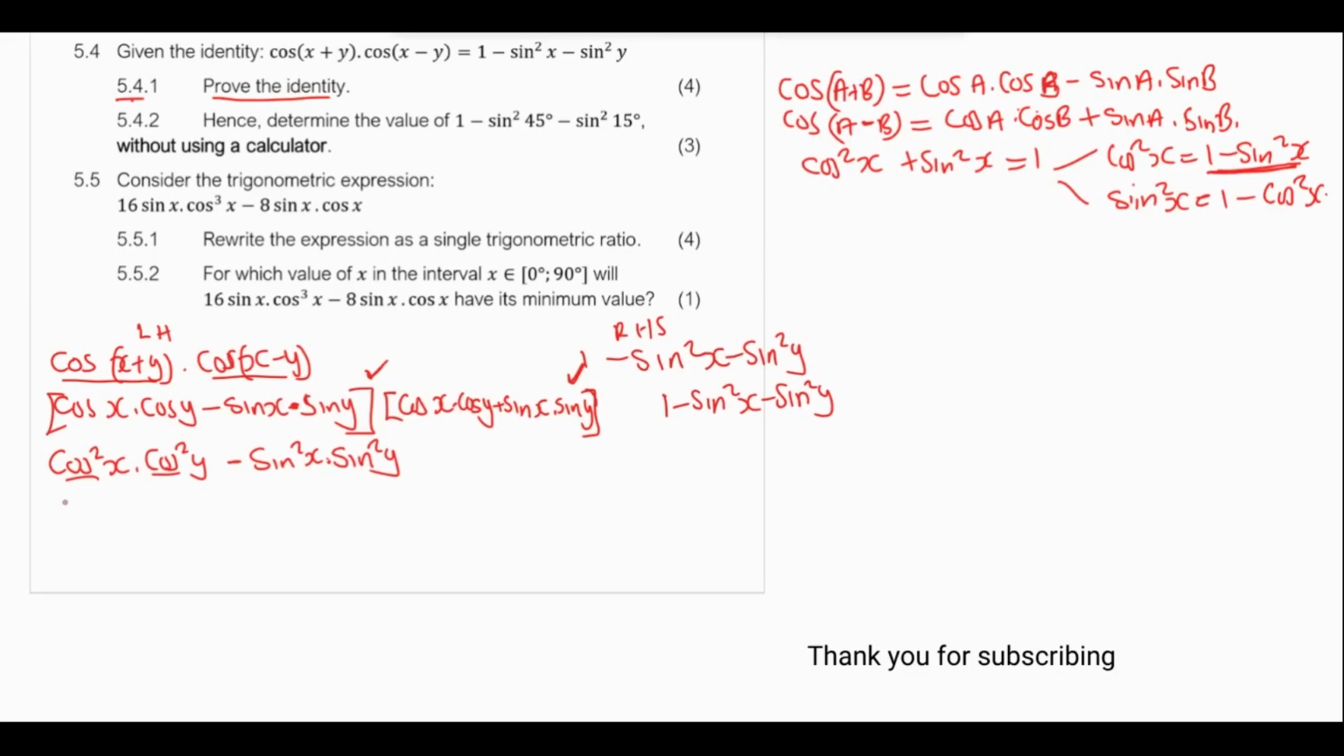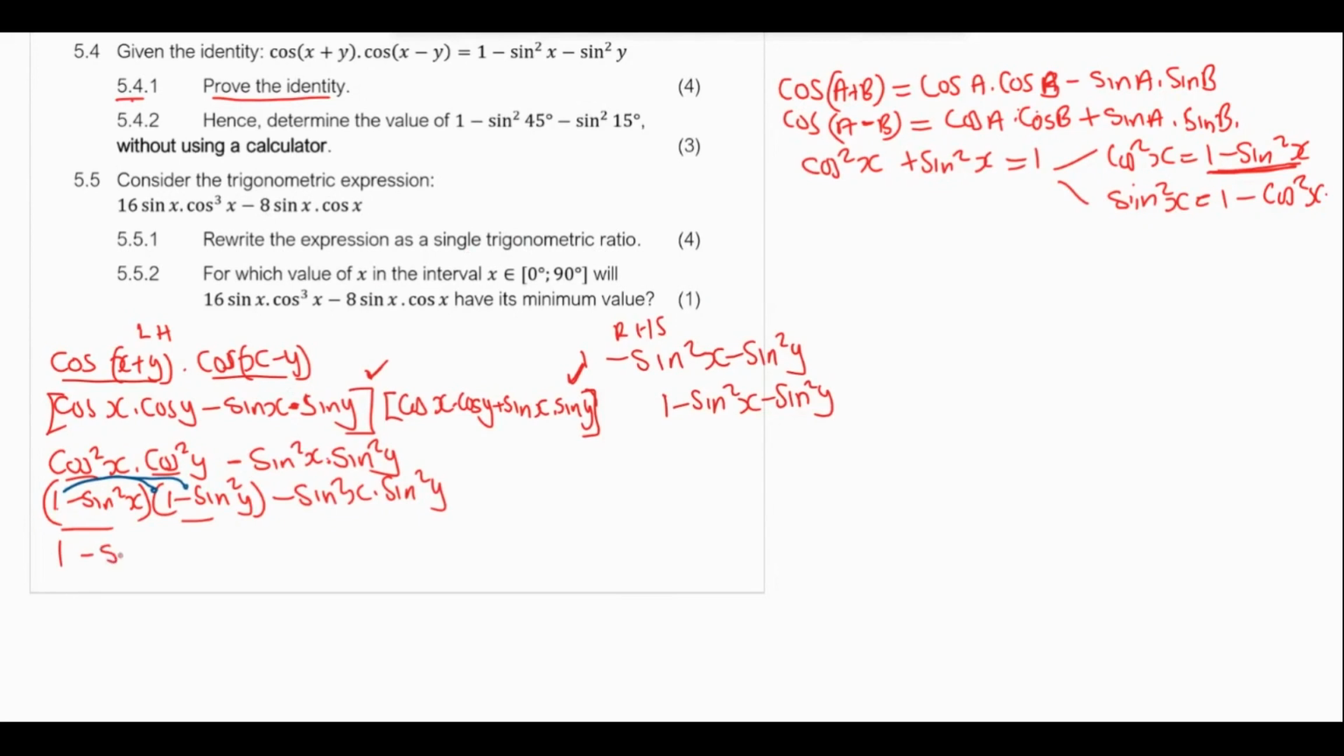So we have to eliminate cos²x by substituting it with 1 − sin²x. So it's going to be (1 − sin²x) times (1 − sin²y), then minus sin²x sin²y. Now we have to multiply these two brackets to remove the brackets. So say we use the FOIL method. 1 times 1 is 1. And then we have 1 times negative sin²y. We get negative sin²y.